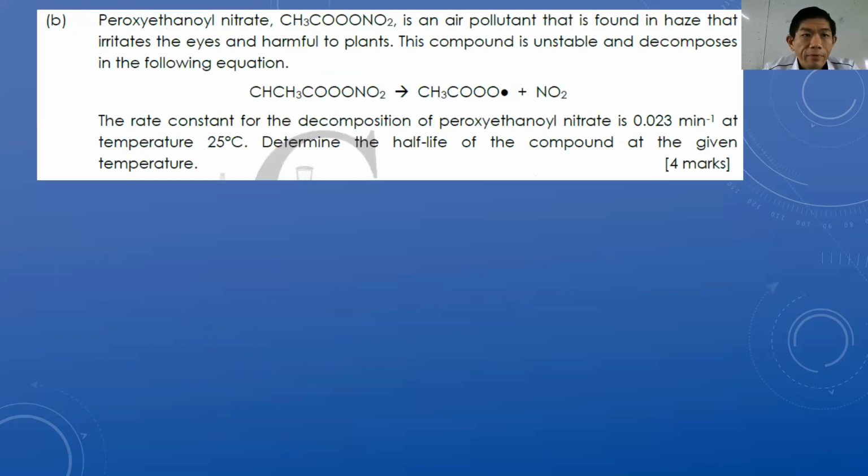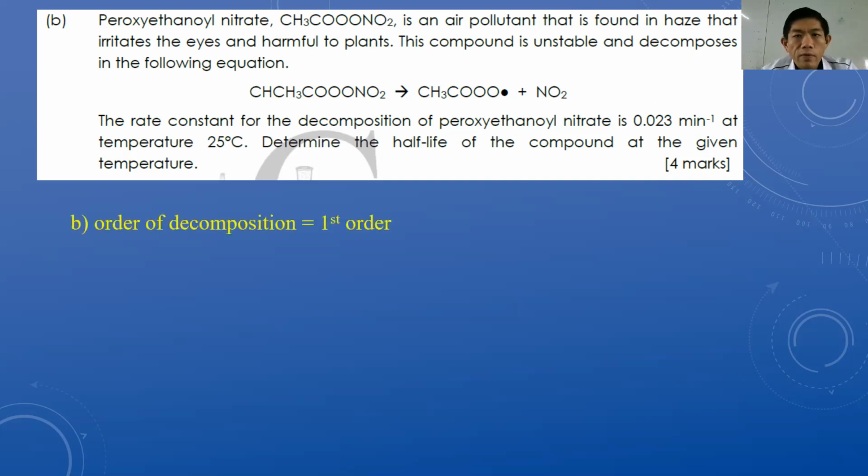And then for 5B, peroxyethanoyl nitrate is an air pollutant found in haze, irritates eyes, and is harmful to plants. The compound is unstable and decomposes in the following equation: CH3CH2COOONO2 gives CH3COO radical plus NO2. The rate constant of the decomposition of peroxyethanoyl nitrate is 0.023 min⁻¹. Determine the half-life.